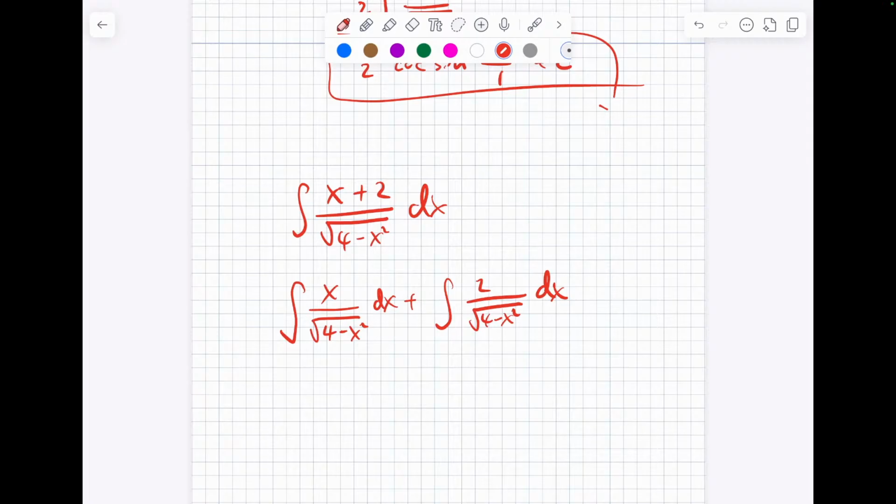Got it? Okay. So this is one of the questions where you have to understand what's going on. This is a good question, by the way. The next question is a little bit difficult.